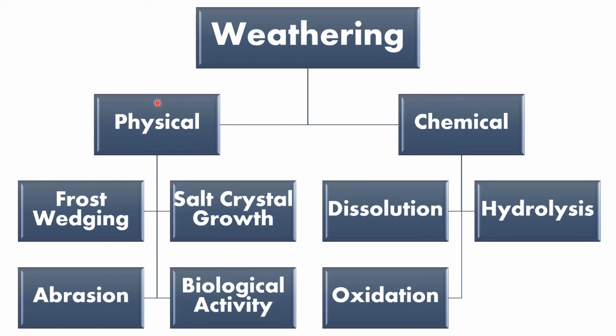This slide presents the different types of weathering. So as I have said earlier, may dalawang uri ng weathering. It could be physical or chemical. And under physical, you have different types of weathering that is happening. So it could be caused by frost wedging, salt crystal growth, abrasion, or biological activity. Sa under chemical naman, you have dissolution, hydrolysis, and oxidation.